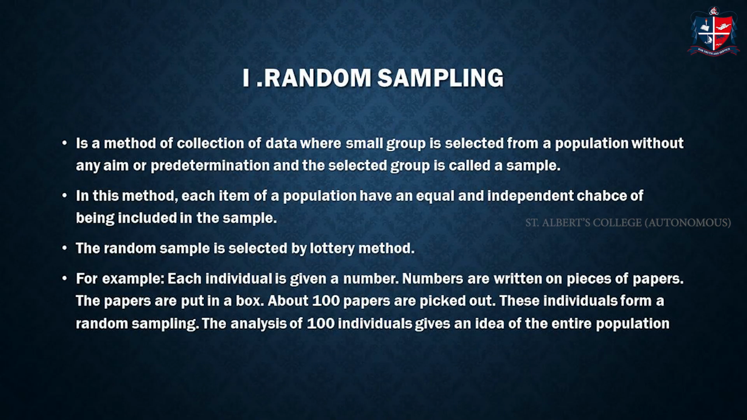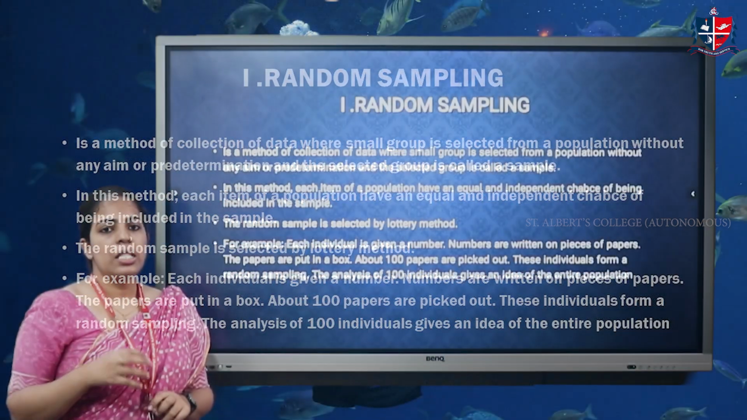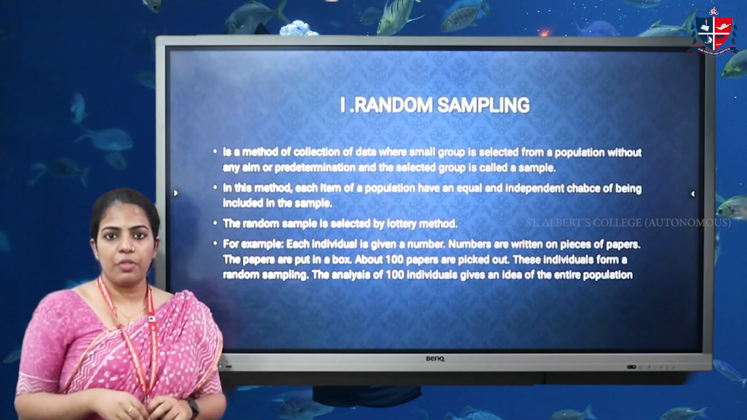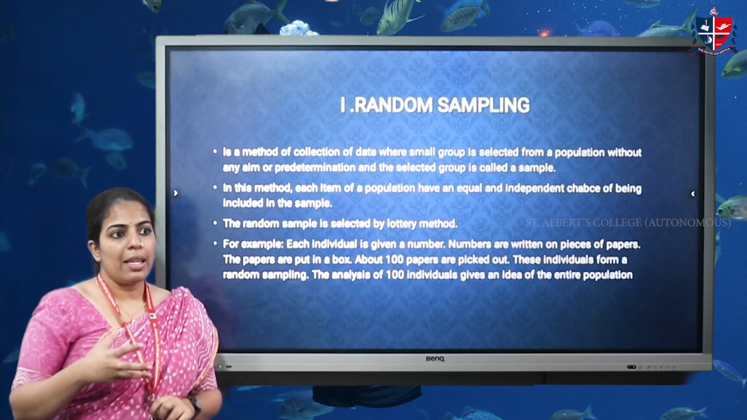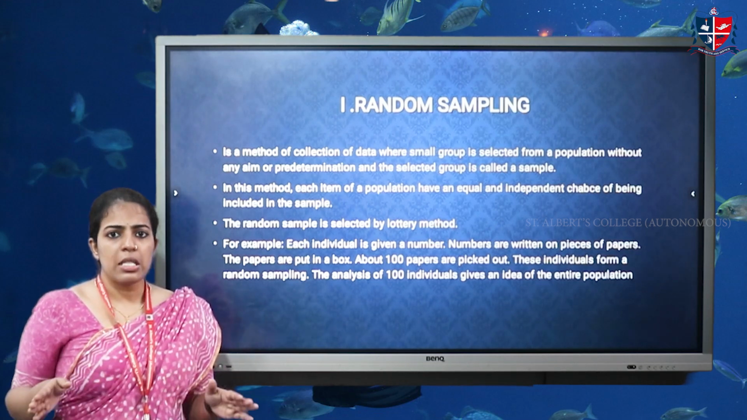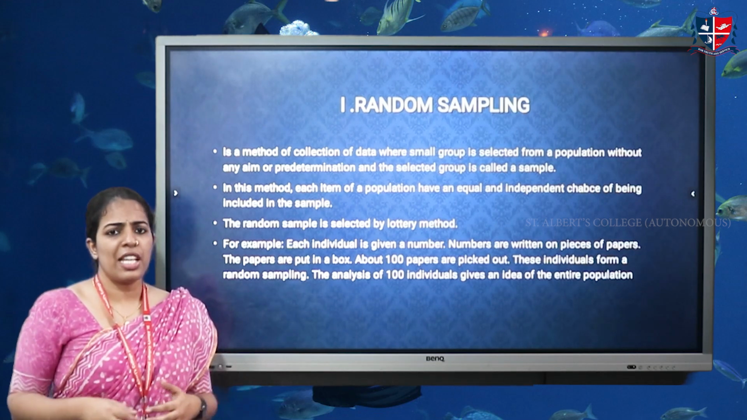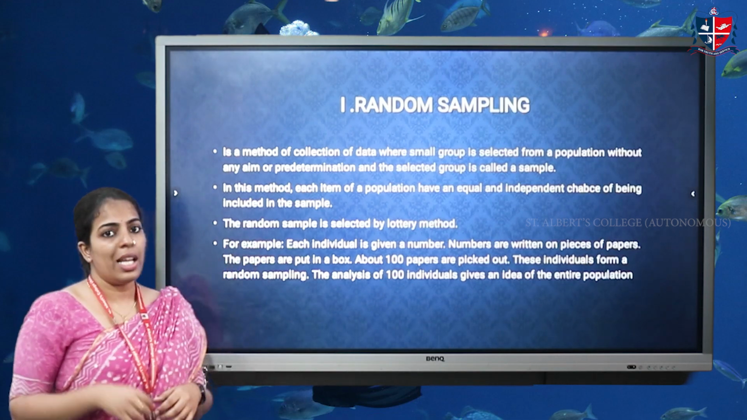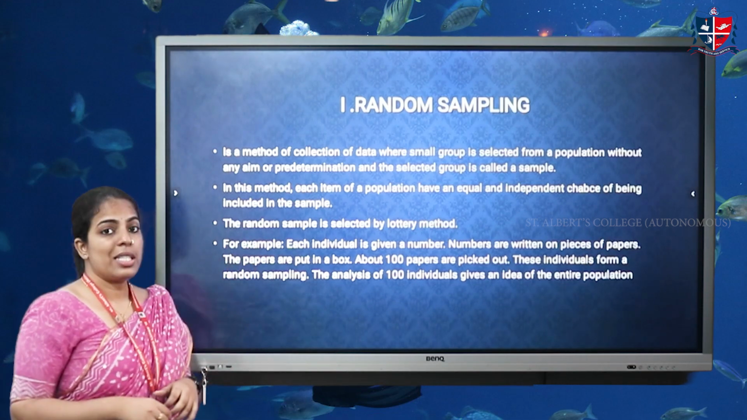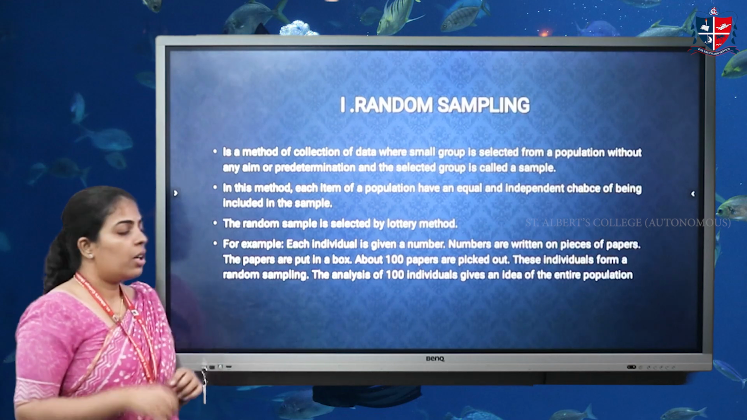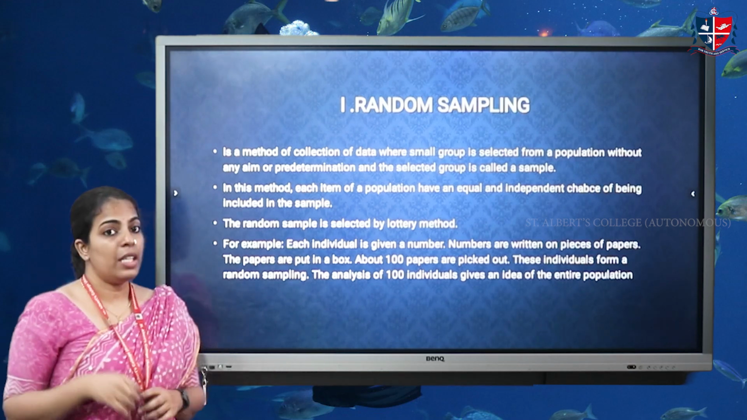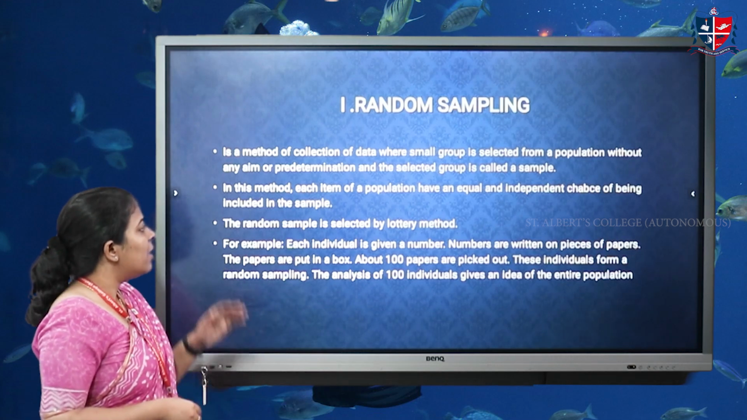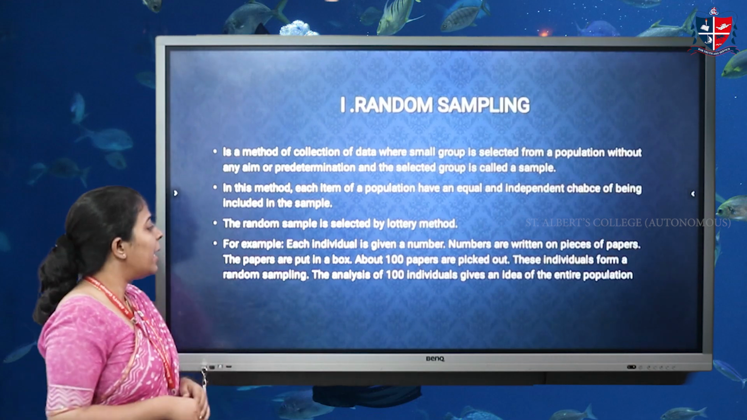First one is random sampling. As the name denotes, this type of sampling focuses on randomly collecting data from the population, without any predetermination or any other idea. That is what is called random sampling. In this method, each item of a population has an equal and independent chance of being included in the sample, and this random sample is selected by the lottery method.